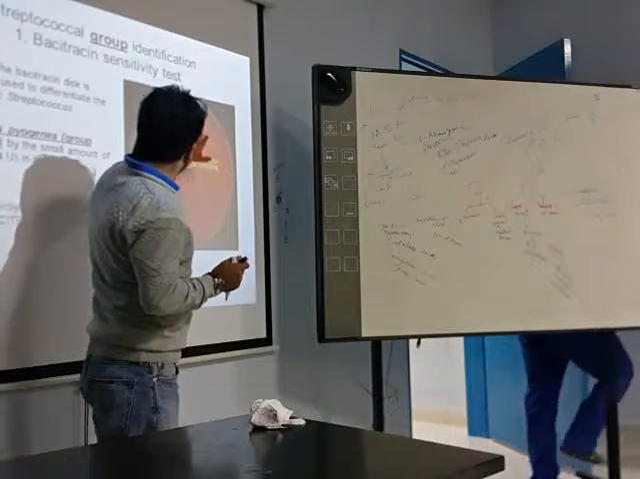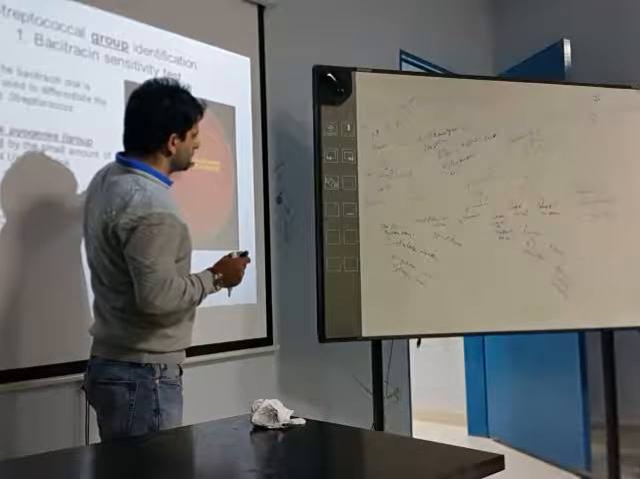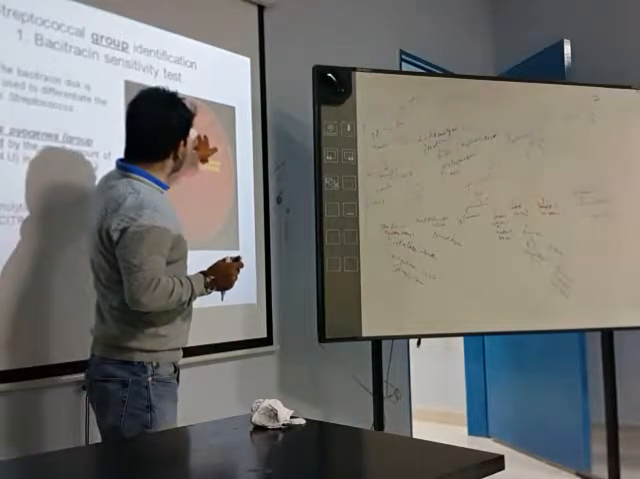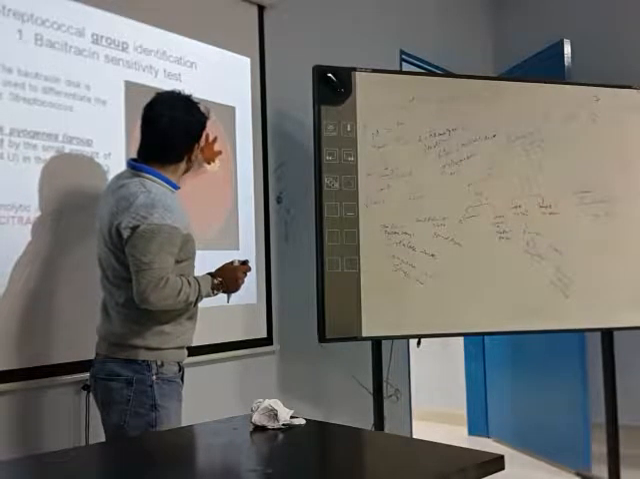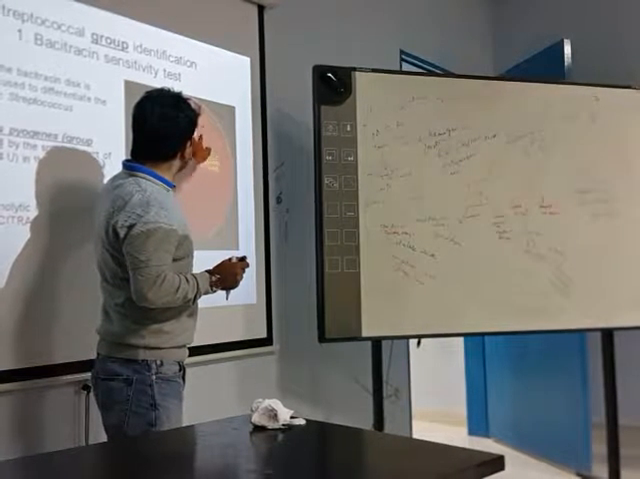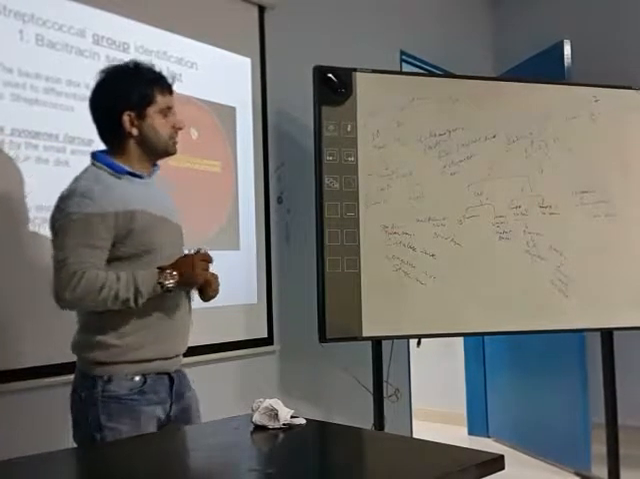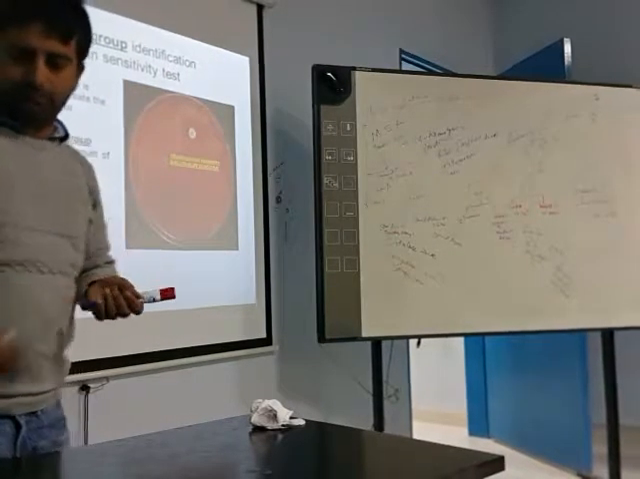You put the culture on the blood agar, and you put this bacitracin disc here. Next morning, in this area, in this region, you will see there is no growth. The growth is inhibited. This means it is sensitive.